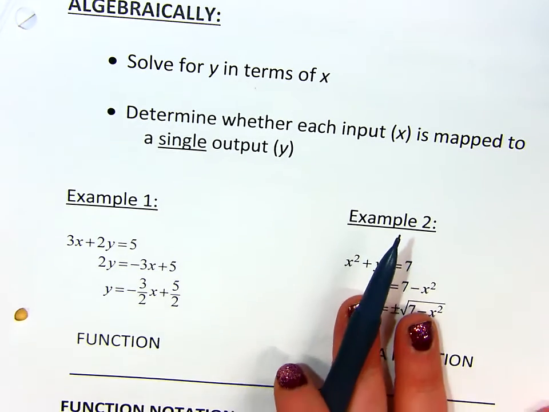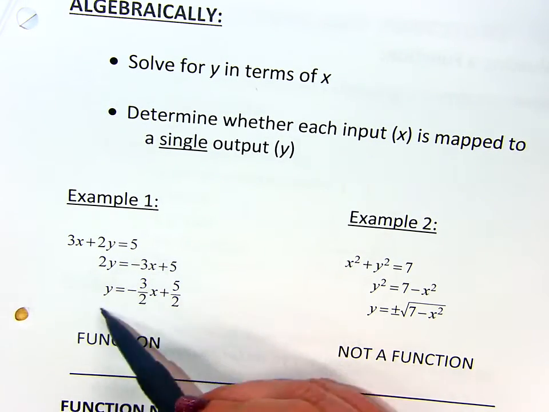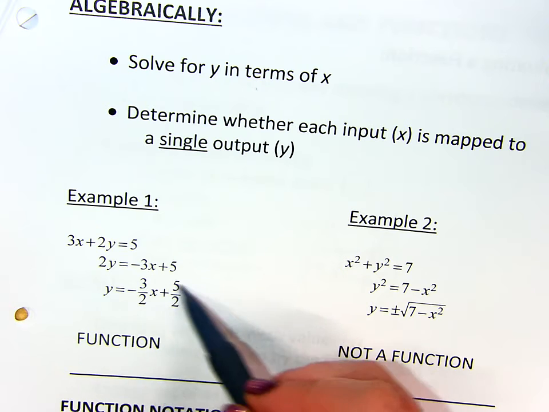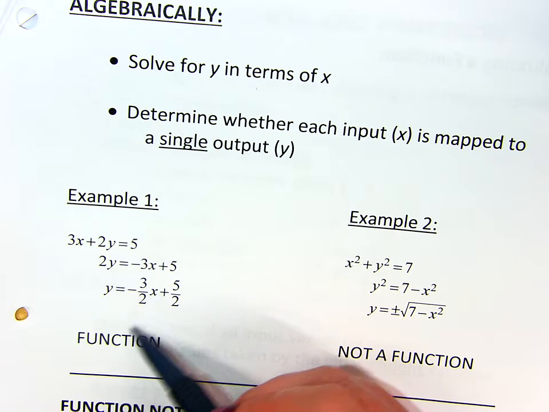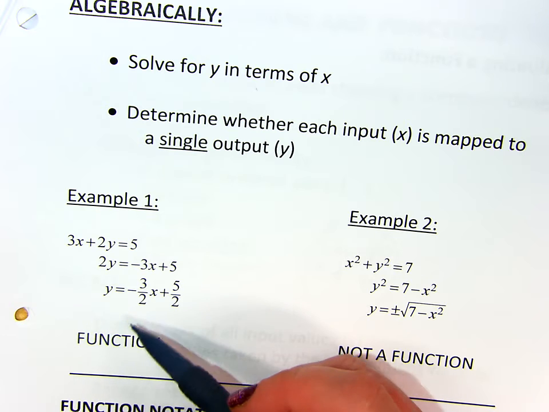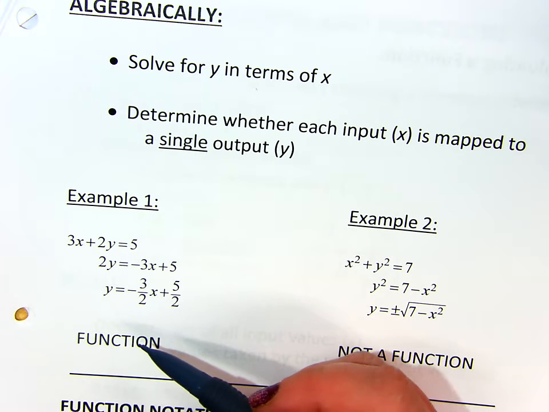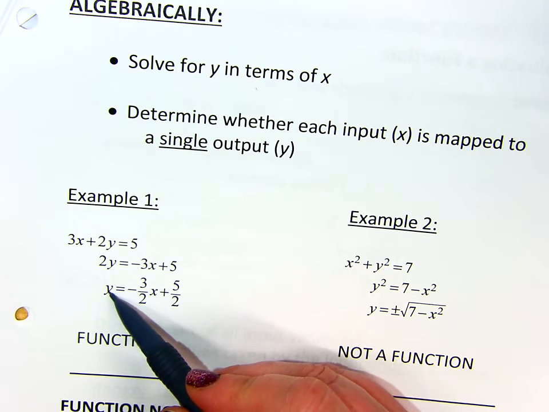Okay, so if you look at the first example, I'm going to solve for y, and now I have this new equation. Well, if I plug in a number for x, I'm only going to get one number out for y, right? No matter what I plug in, if I plug in 0, if I plug in 19, if I plug in 1,000,000, doesn't matter. It's only ever going to spit out one y value.